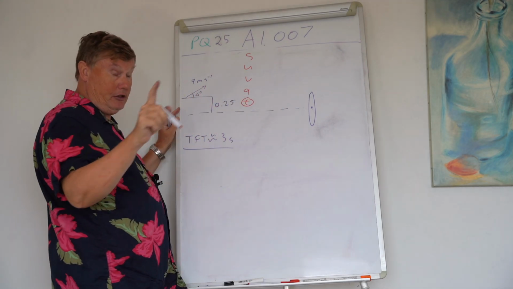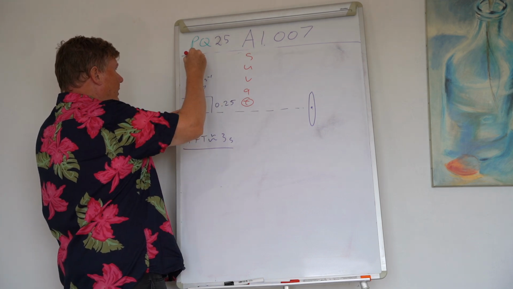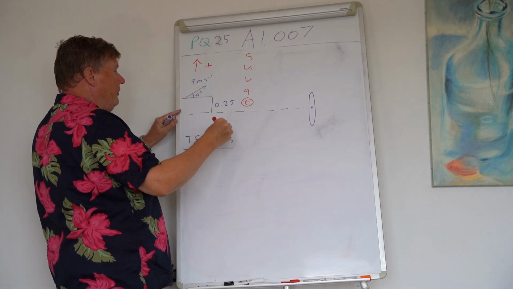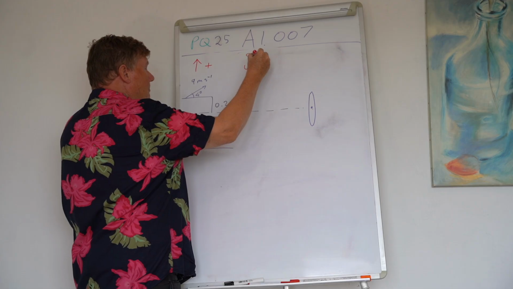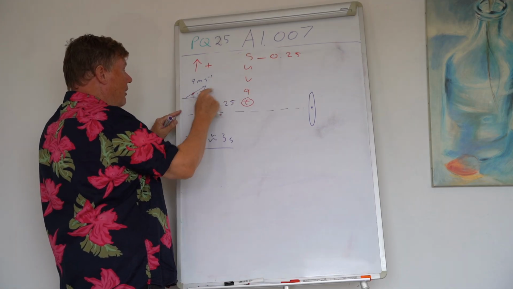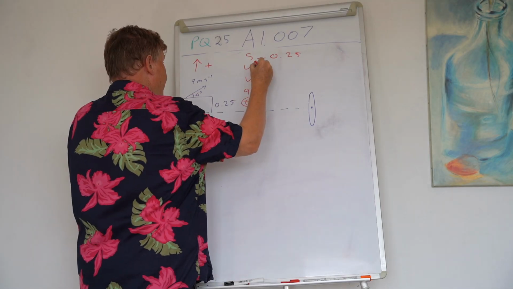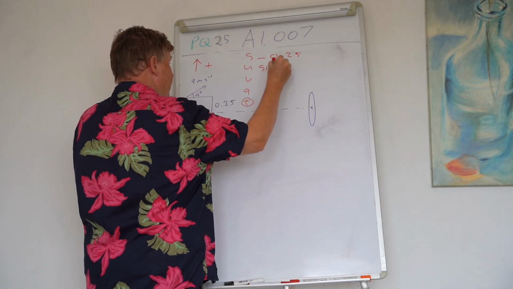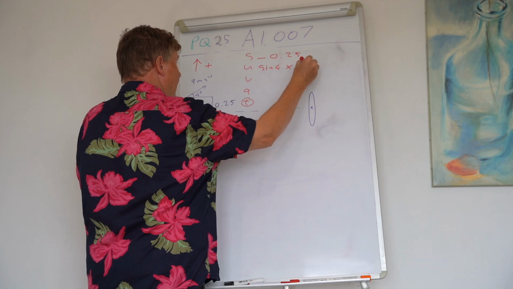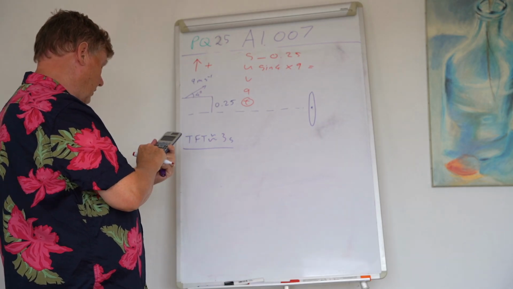S, this is for vertical component, is 0.25. Now, because it's a projectile question, I'm going to have up as positive. So S will be minus 0.25. U is the vertical component of this, which we have not been told. We're going to have to work it out. And it is the sine of 4 degrees multiplied by 9.